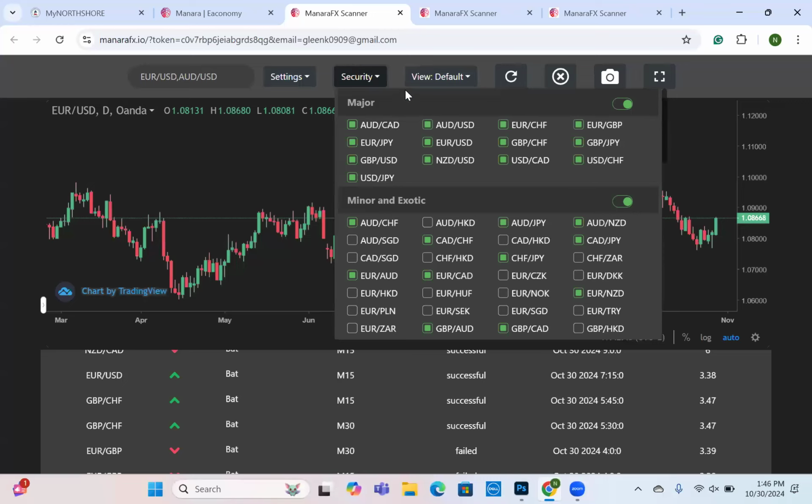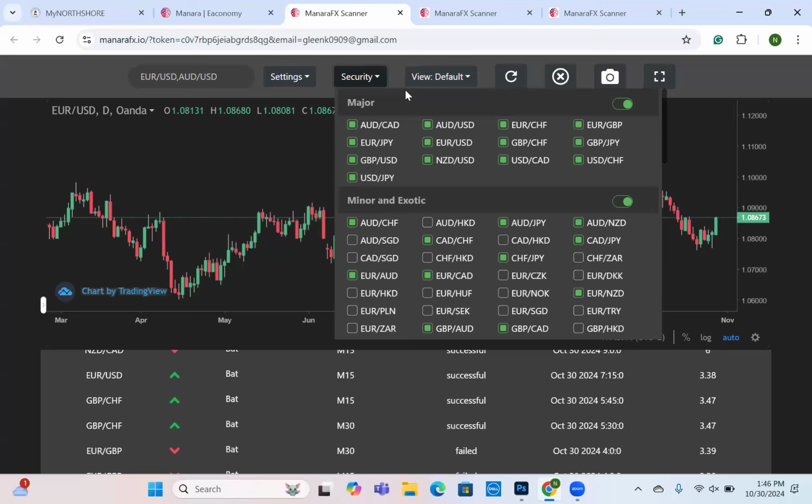Now we have two types of pairs that we trade. Either you are trading the major pairs or you are trading the minor pairs. The majority of traders don't really trade minor pairs because they're not really volatile, and people like pairs that are volatile, that will give them sharp money. But it is obvious that this person likes to trade minor pairs, and that's why some of the minor pairs are being set. You can also screenshot it.